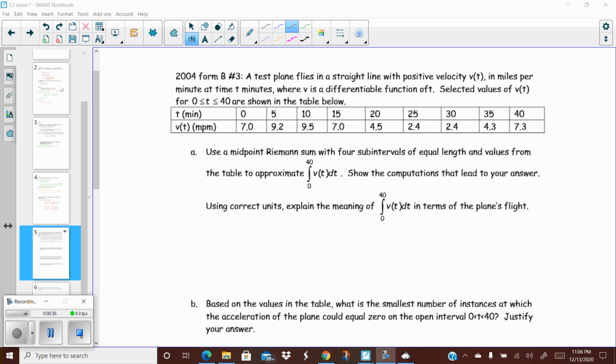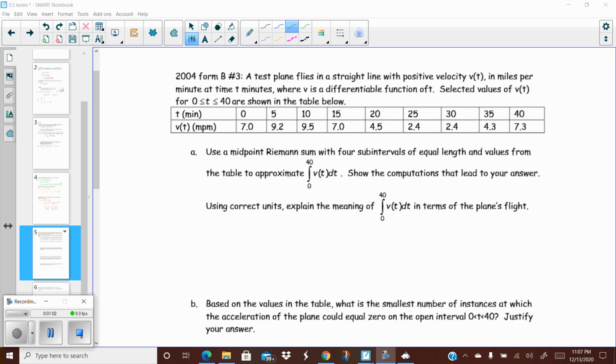So it says a test plane flies in a straight line with positive velocity v(t) in miles per minute at time t minutes, where v is a differentiable function of t. Selected values of v(t) for 0 ≤ t ≤ 40 are shown in the table below. So the table gives us t in minutes and our v(t) in miles per minute.